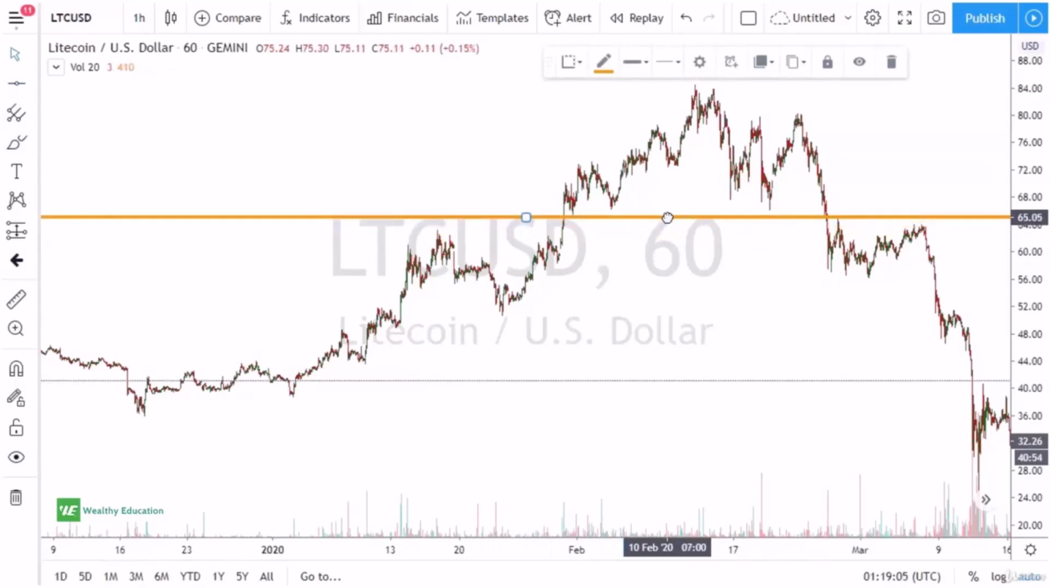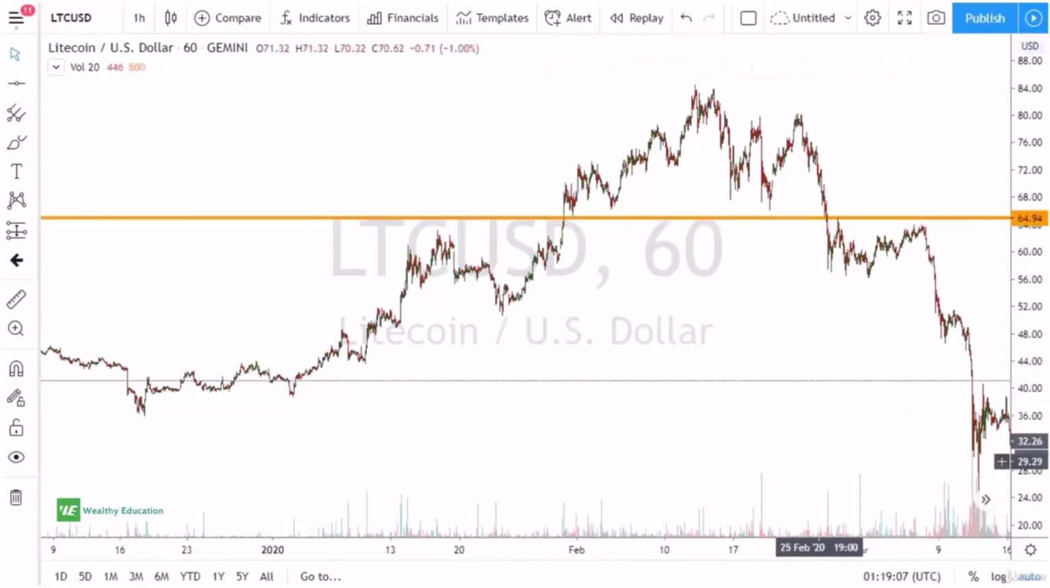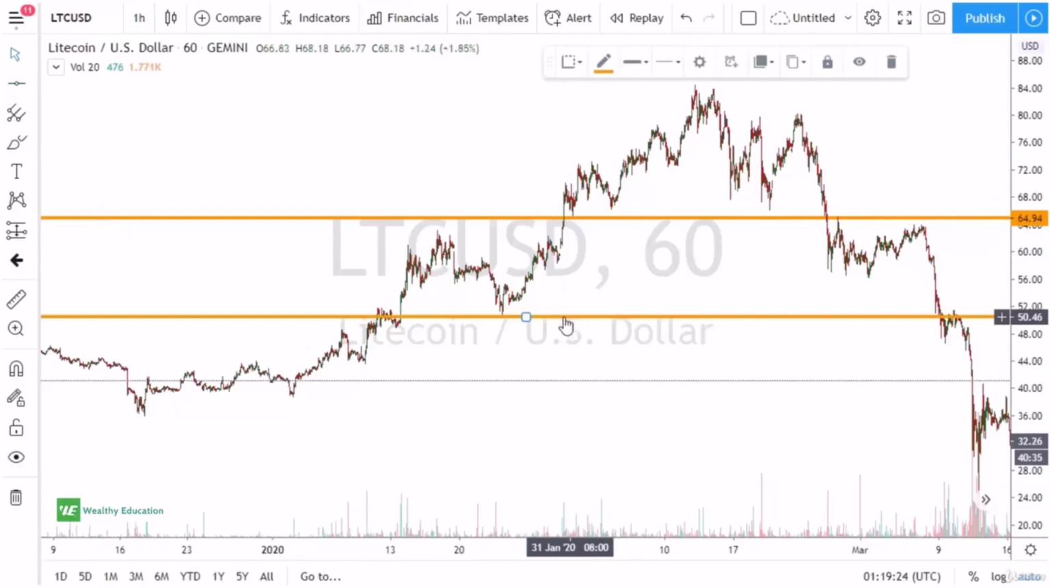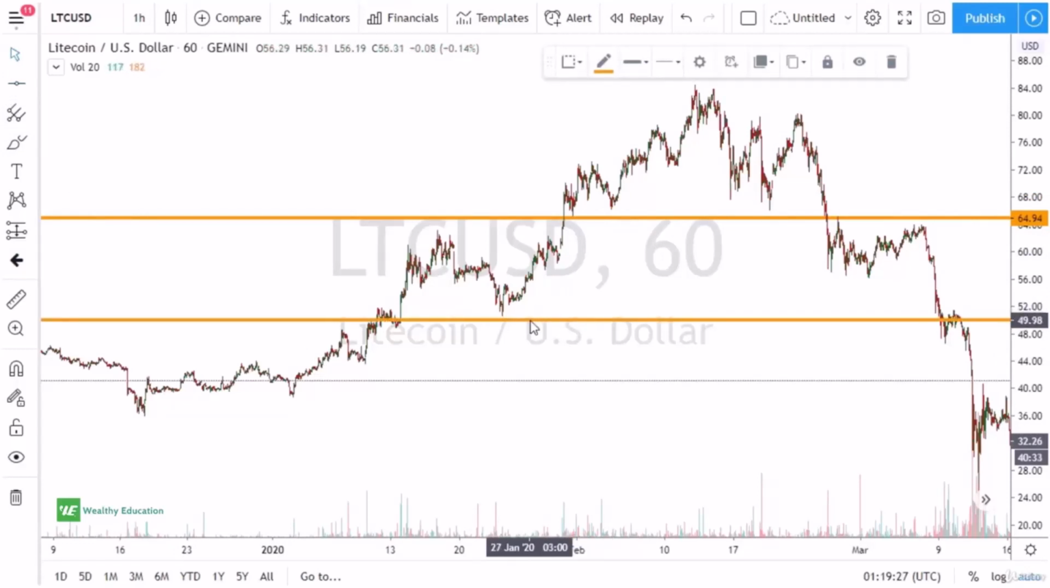So, for example, this is an area for me that I think shows support several times, resistance several times. It's basically $65. I could also make an argument about the $50 level. You can see certainly there are several reactions. In the next video, we're going to talk about another type of support and resistance based upon Fibonacci.